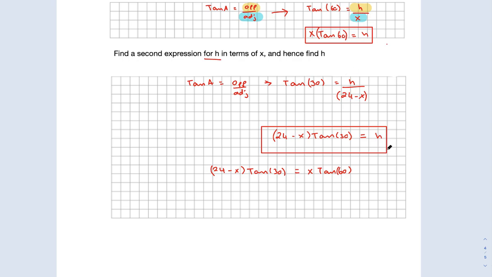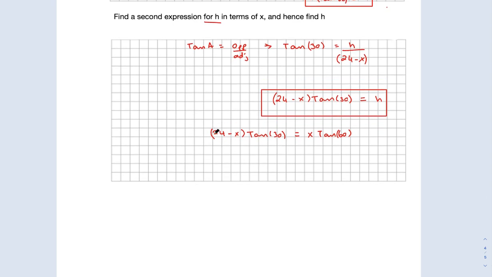Now it's an equation and I just need to get x on its own. So I'm going to do a little bit of algebra. This is a bracket multiplied by a number, which is tan of 30. So 24 times tan of 30, I'm just going to leave it like this for a second, and then I'm going to have minus x times tan of 30.